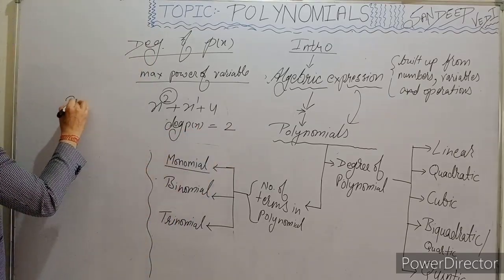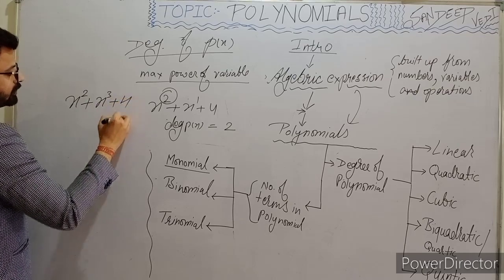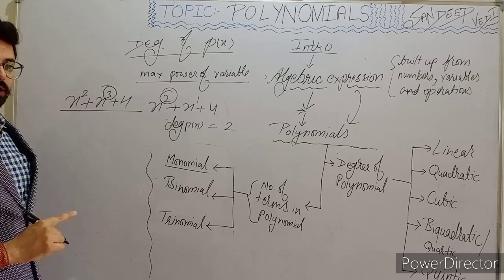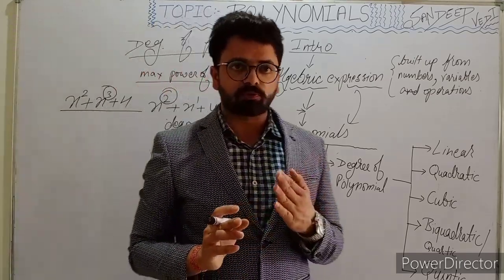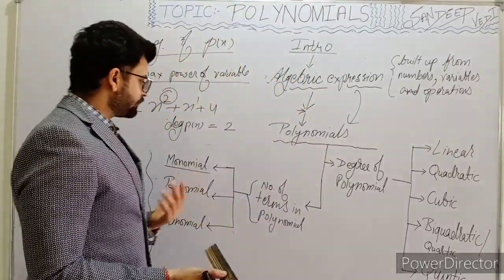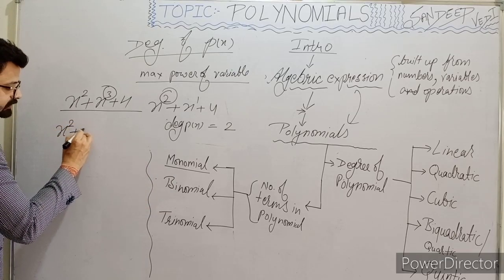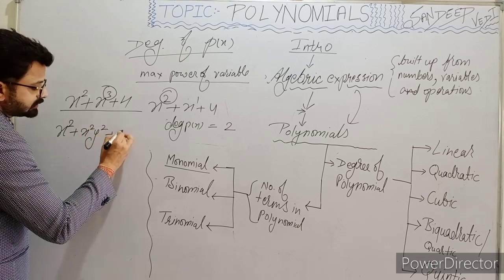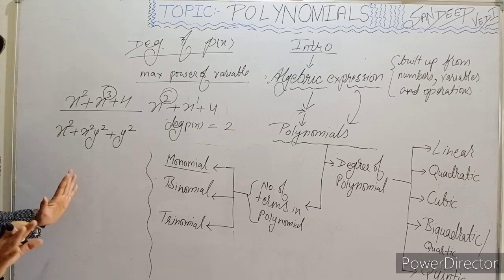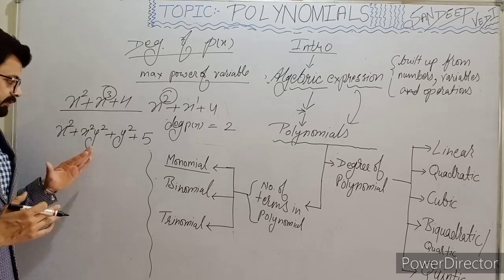And suppose I am writing here x square plus x cube plus 4. Here the degree of the polynomial is 3, because the maximum power of the variable is 3. Now I will tell you one different kind of example in which 2 variables and 3 variables are coming. Most students have doubt in that kind of example. So I am writing x square plus x square y square plus y square, plus 5. This is also a polynomial.